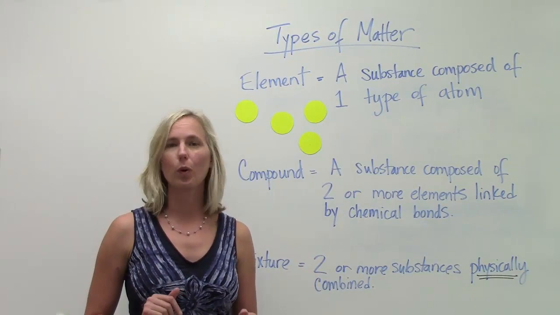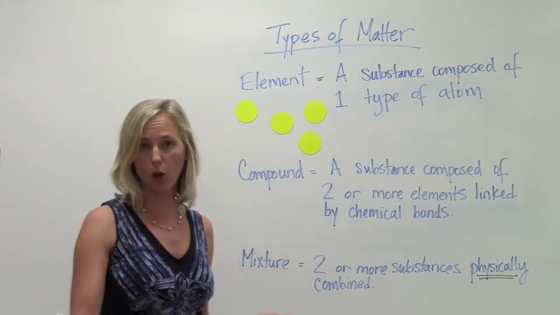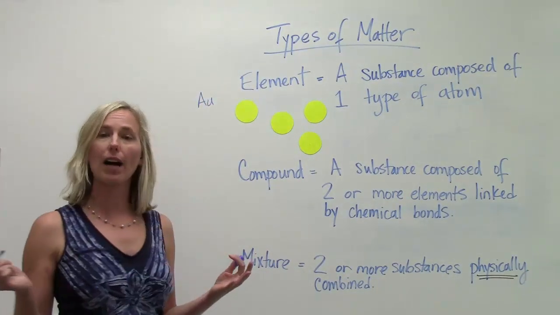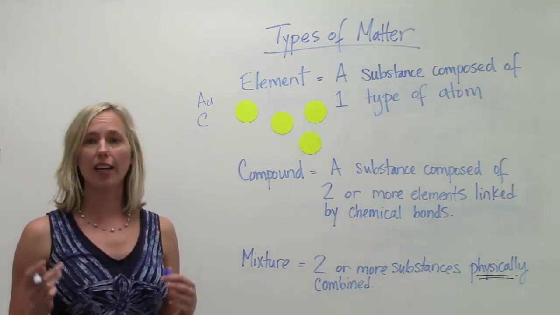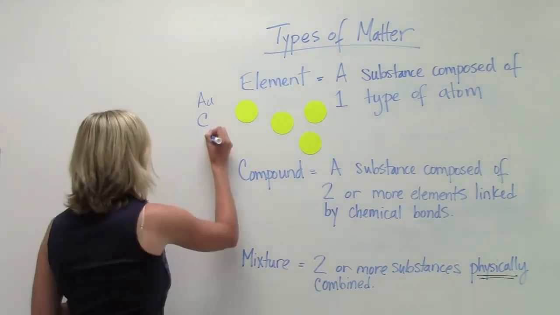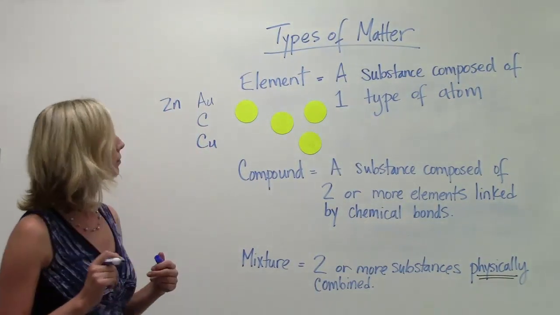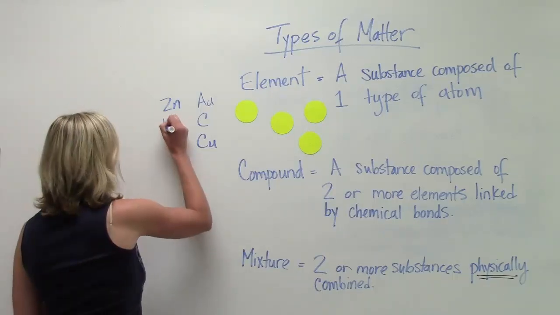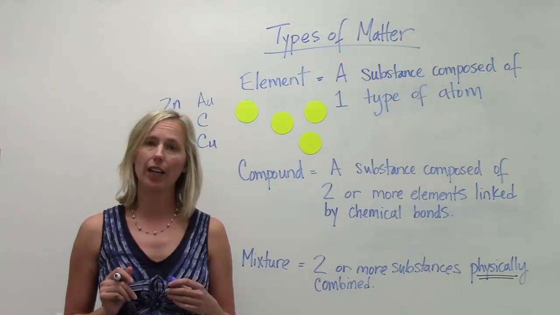I'm sure that you're aware of a lot of different elements out there. An example would be gold. How about carbon? Basic things like copper or zinc. How about something crazy like helium gas? All of these are examples of elements.